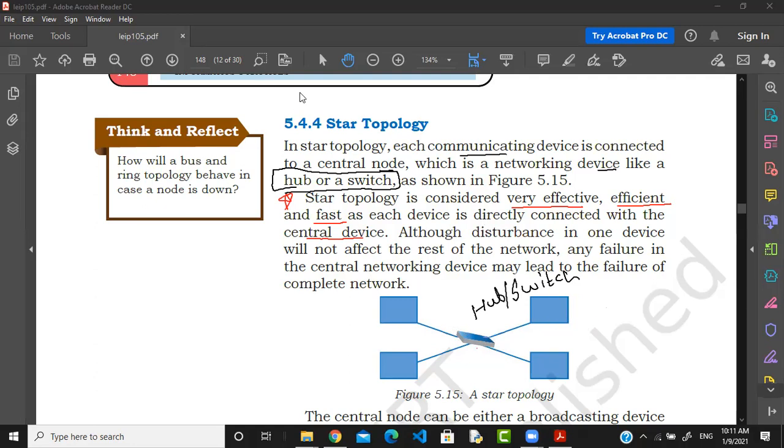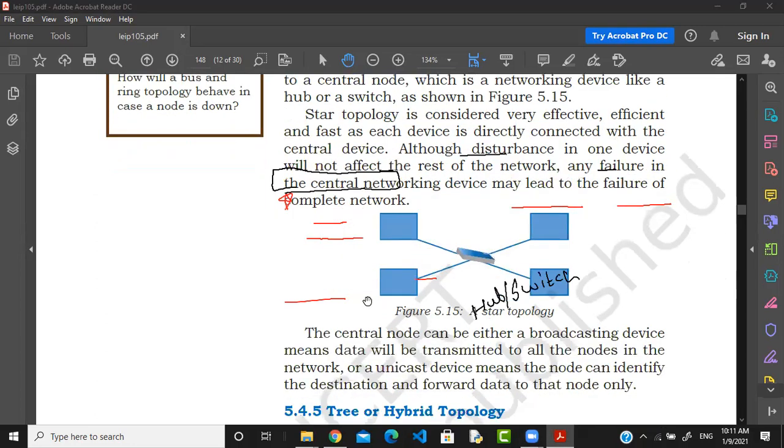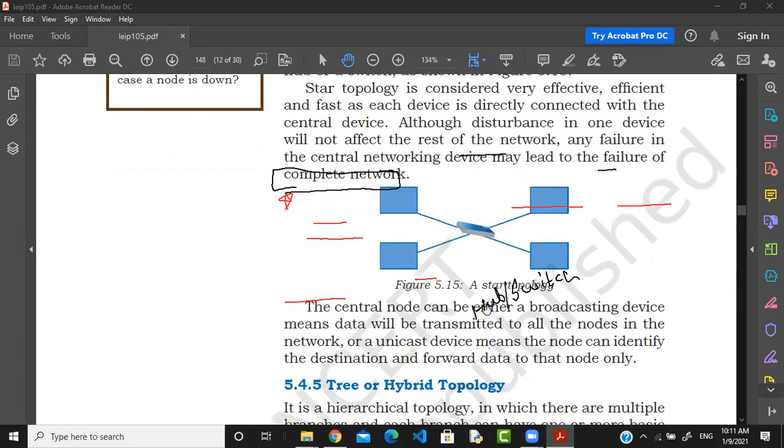And what is next? A failure in the central networking device will lead to the failure of the complete network. Meaning, if the central networking device fails, then it is the failure of the entire network system.